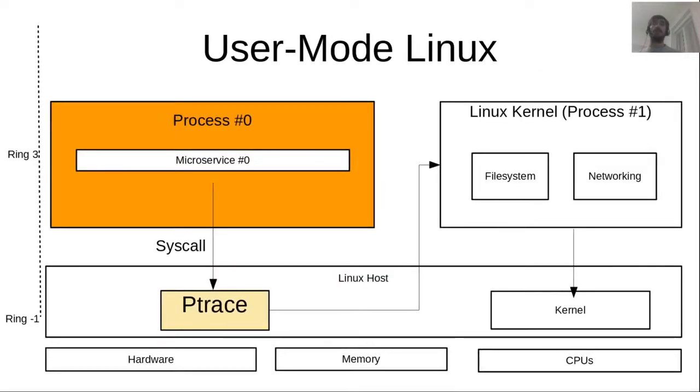In user mode Linux, we have basically two processes in the host. One process that hosts the application and another that intercepts the syscalls. The interception mechanism is based on ptrace. The process that handles the syscalls emulates the whole Linux operating system. So basically we have split the user space and kernel space into two processes.